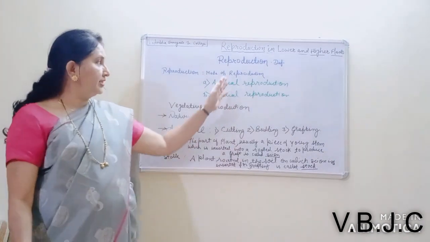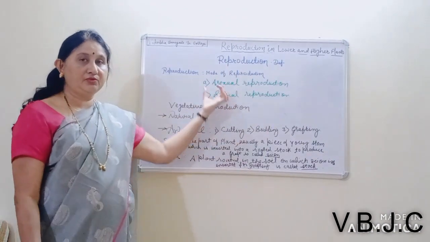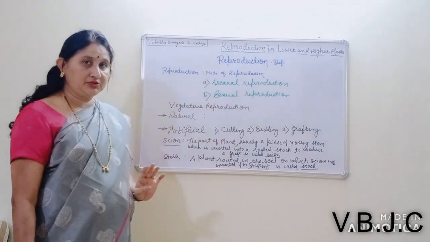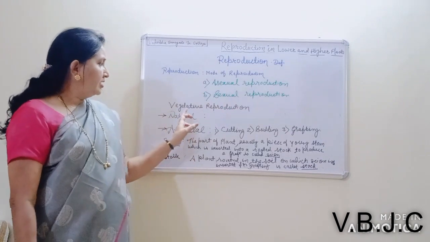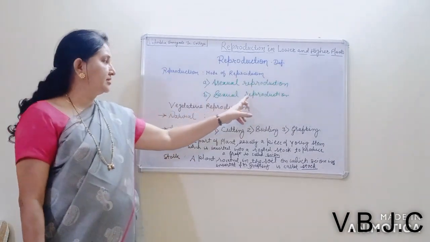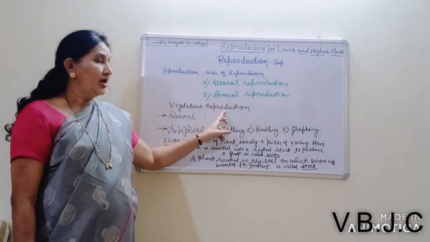Followed by this, there are two types of reproduction: asexual reproduction and sexual reproduction. We have already studied asexual reproduction in lower plants, and also vegetative reproduction.